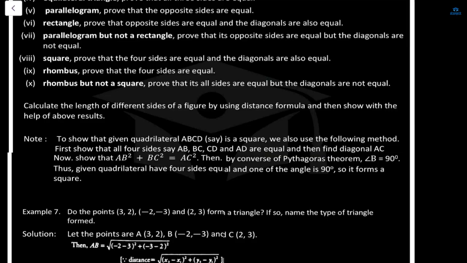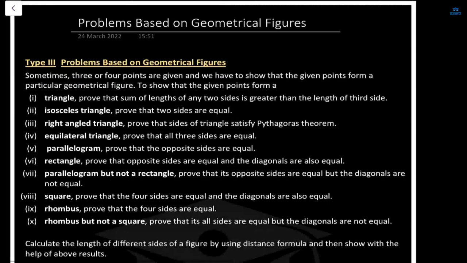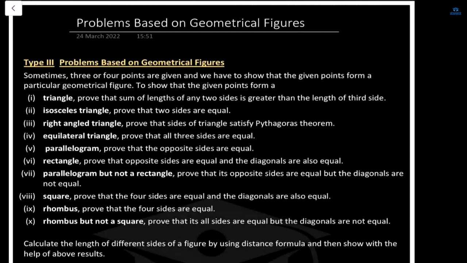Third type of problem that you can get here. In the first two problems you're seeing that the point is equidistant and you need to find out the point that is equidistant from the other 2 points. And the first one was what? The collinearity of points. Now the third type is based on geometric figures, like the question that you asked about the rectangle in the start, or a triangle: prove that the sum of the lengths of any 2 sides is greater than the length of the third side.